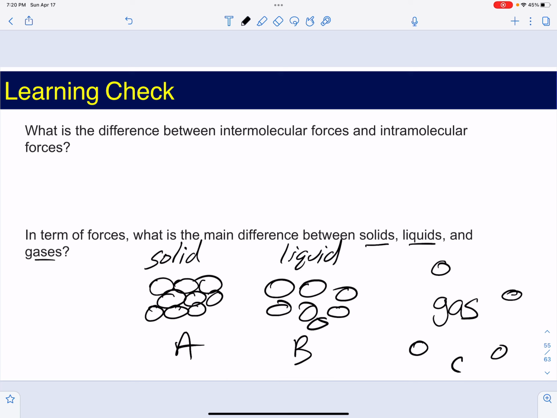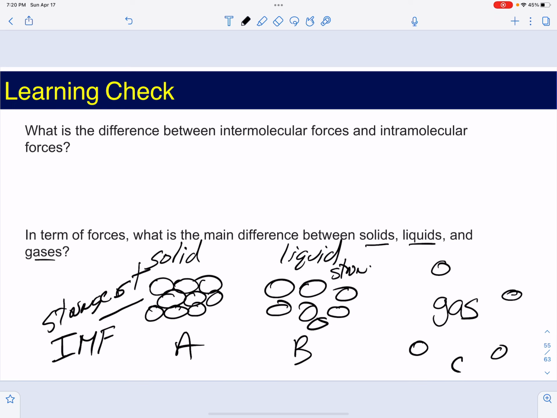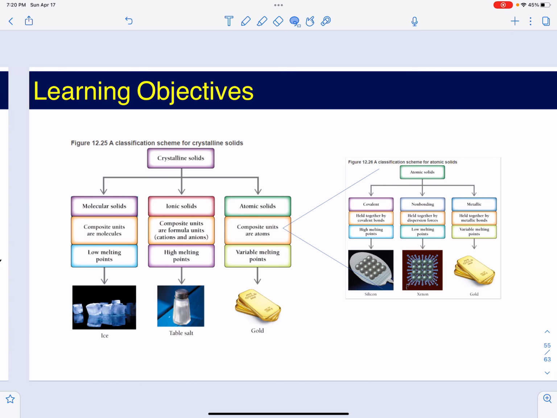So the solid would have the stronger forces, right? And we're talking intermolecular forces. This one will have the strongest, and this one will be the weak one compared to the other two. So let's keep that in mind. When we talk about solids, we're talking about the strongest forces that there are, and there's going to be a blurry distinction between intramolecular and intermolecular forces. So let's check that out.